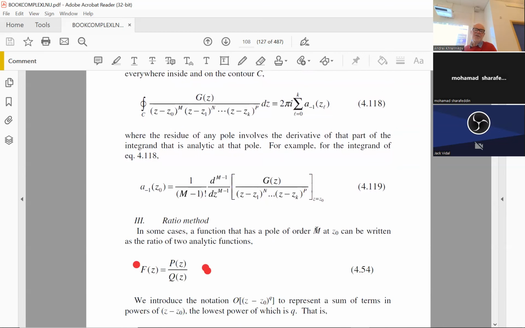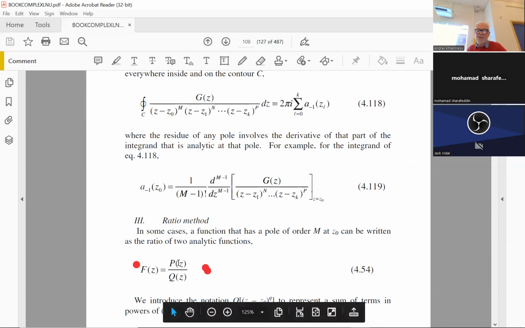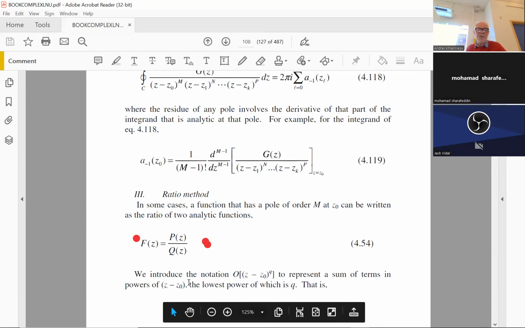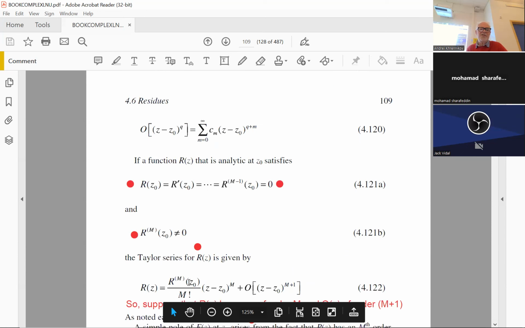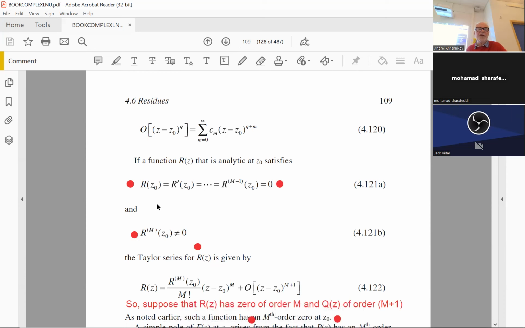Next is the ratio method. This method works when we have, for example, two analytic functions, one in the numerator and another in the denominator, and at the point z0 this function has a zero and this function has a zero, maybe zeros of some degree. For example, this function is (z - z0) and this function is (z - z0) squared. Then it is very easy to find the pole.